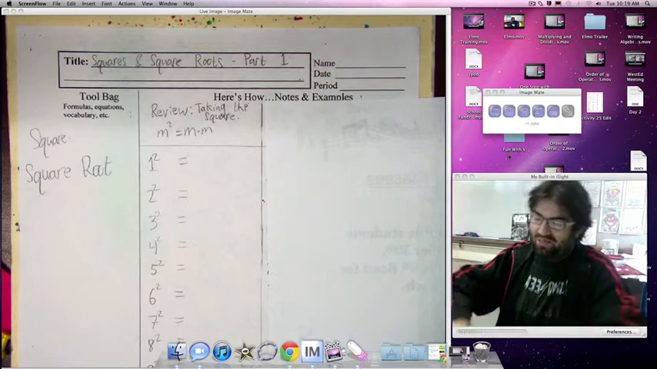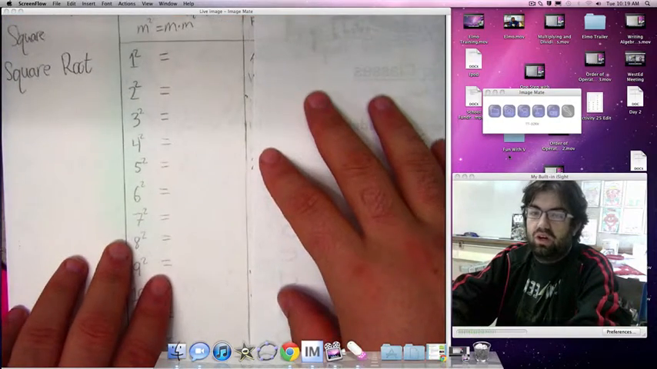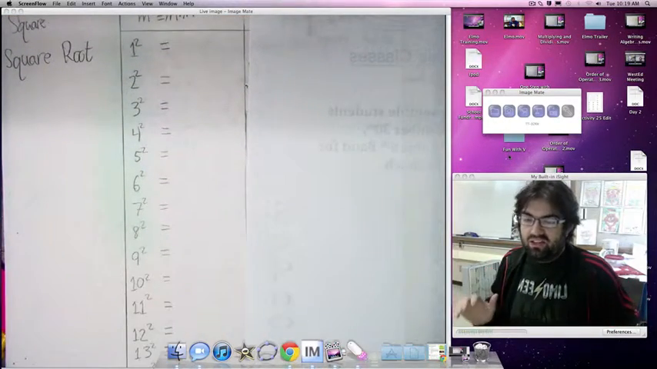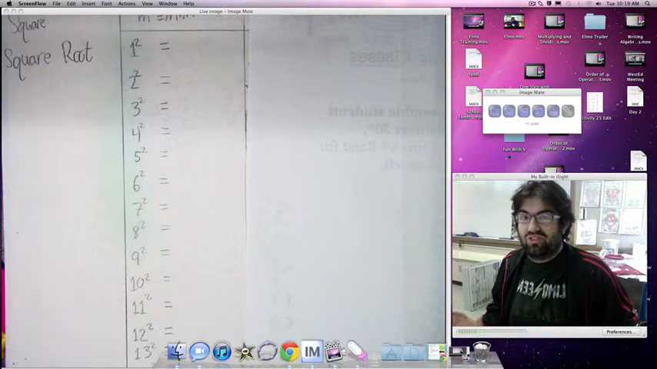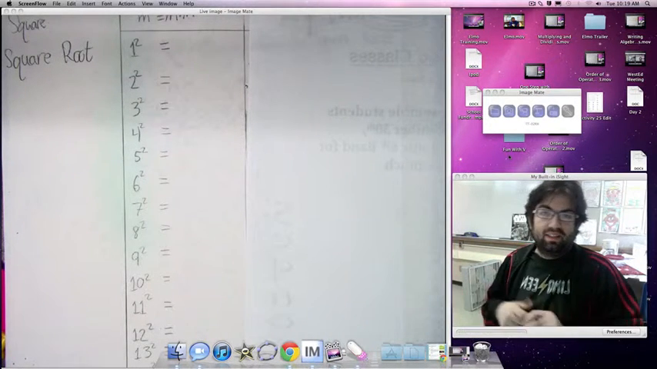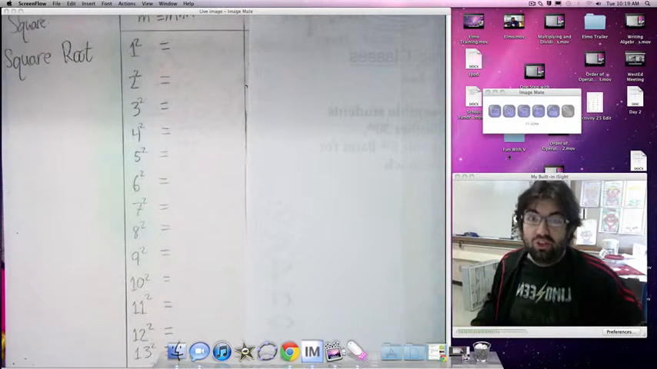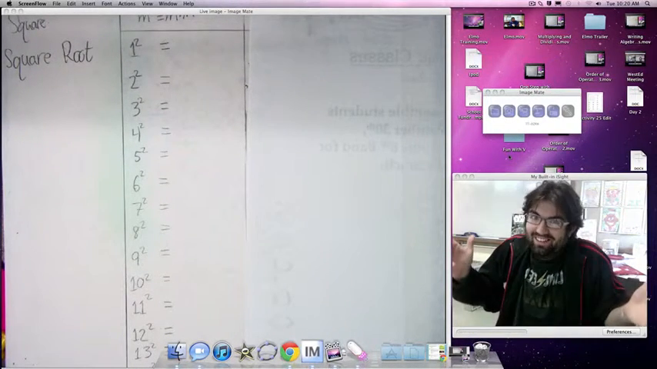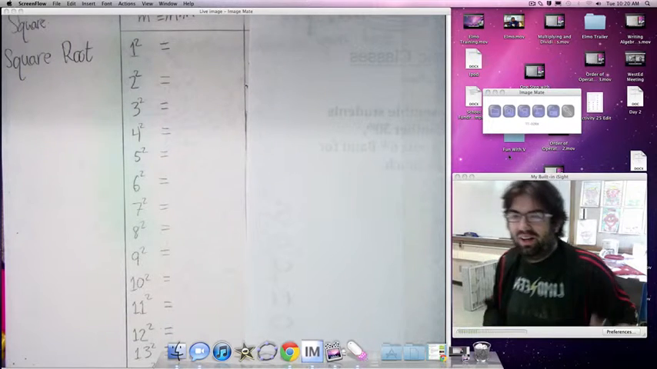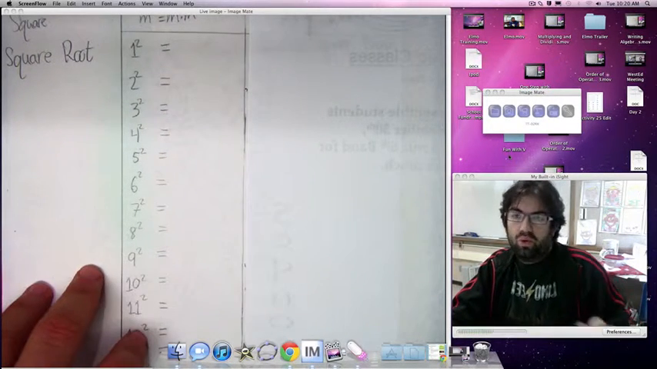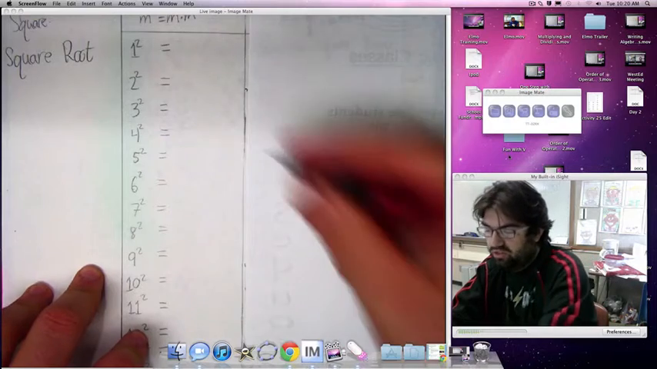So first off, it is expected that you basically have all the way through 15 squared memorized. If I ask you what's 1 squared and your automatic answer is 2, you're wrong. It's just knowing, well, 1 squared is 1 times 1, so that's 1.